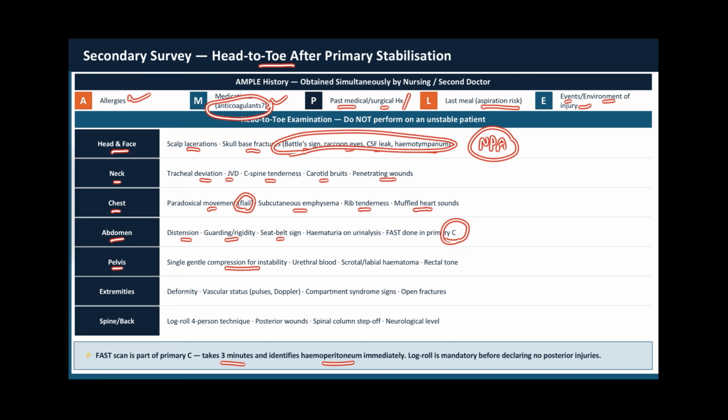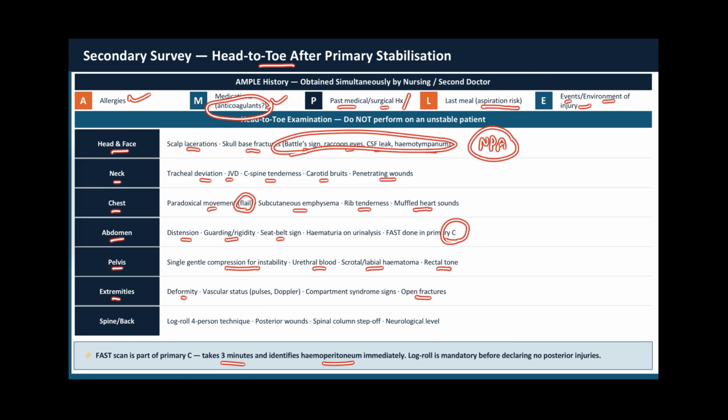As soon as you find the instability, immediately apply the pelvic binder. Look for any urethral bleed, because that will tell you about bladder rupture. Look for any scrotal or labial hematoma, and look for the rectal tone as well. Okay. And in the extremities, look for any deformities that will tell you about fractures.